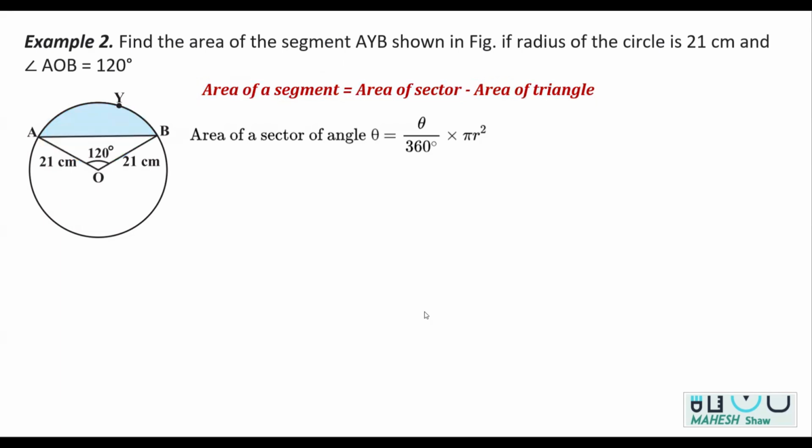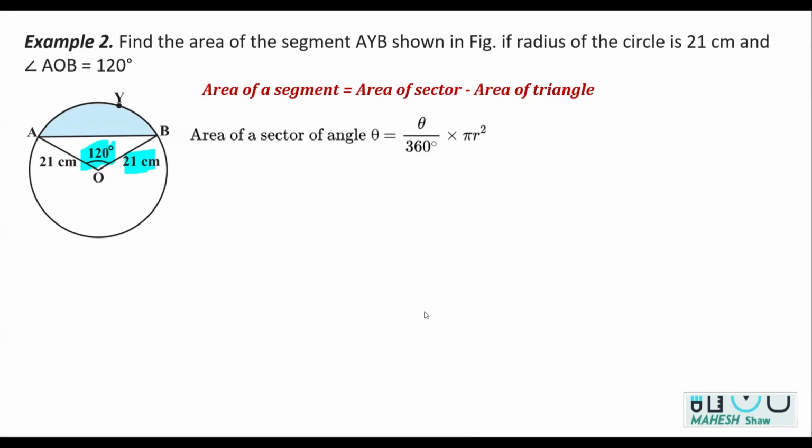So first I'm going to find the area of this sector, and you must be knowing its formula is theta over 360 into pi r square. Now how much is theta? Theta is 120 degrees and the radius is 21. So let's plug in the values here. So this is the area of this sector.